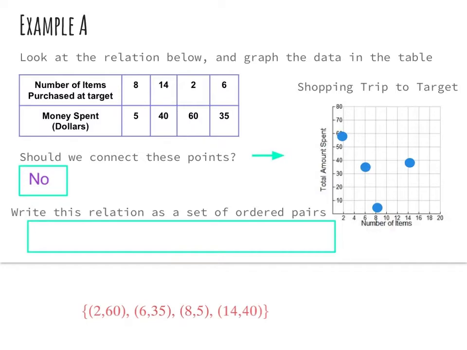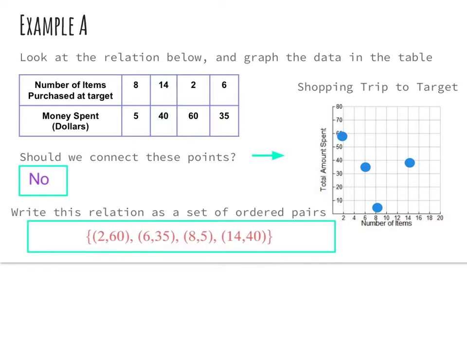Then it tells us to write this relation as a set of ordered pairs. So I'm going to write down all of the points in the graph as ordered pairs. But notice how I write them down. I start with the x value and I go in order from least to greatest. Not the order that's shown in the table, but the order of the values from least to greatest by the x value. So 2, 6, 8, 14 is in order from least to greatest.